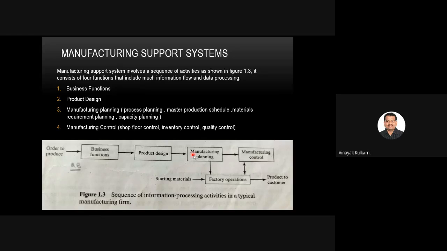The last one is capacity planning. It is concerned with determining the human and equipment resources of the firm and checking to make sure that the production plan is feasible. So in manufacturing planning, all the three, that is the process planning, the master production schedule, and material requirements planning, come directly under the capacity planning. So how much capacity do you have to produce a certain number of parts?